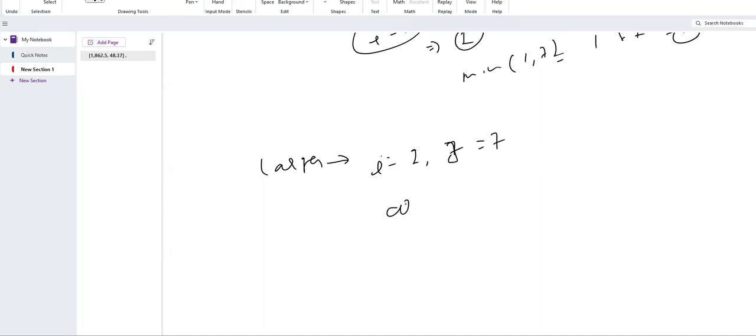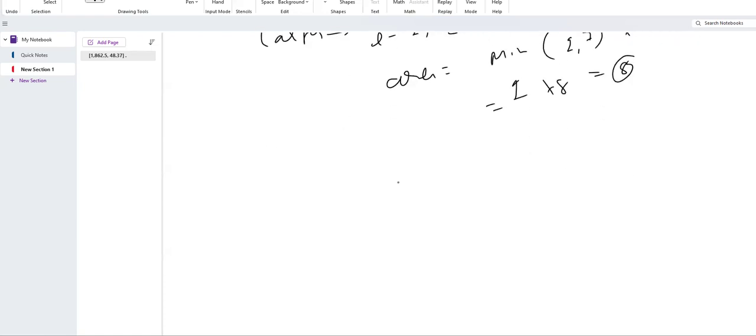This is j. Then what about the area? Area would be min of 1 comma 7 into our actual width, which was 8. So min of 1 comma 7, even though our value of j is 7, we are going to ignore it, and we are going to pick whatever the smaller value was, right? So we don't care about the larger value at all, and our actual area was 8. So now let's try to move the larger value inward.